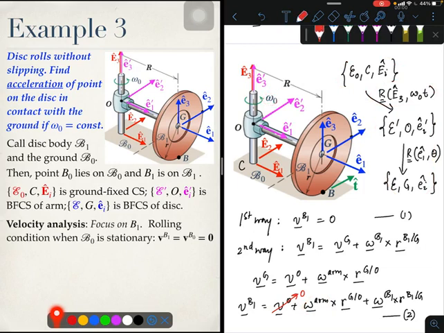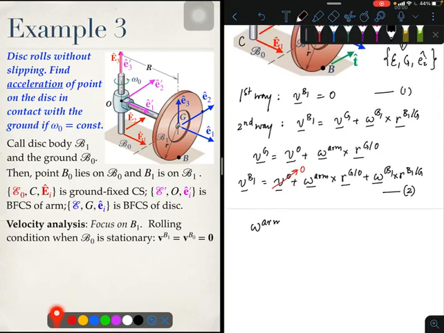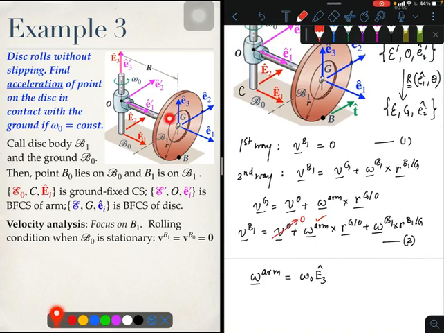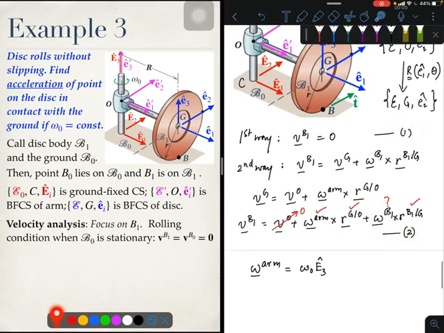So let's write that down. Omega arm is omega 0 E3. Either way, the point is I know omega arm completely. R G O is a known vector. R B1 G is also a known vector. Omega B1, which is the angular velocity of the disk, is not known. So this is the only unknown in the problem. That's 3 unknowns and 3 equations when we equate 1 and 2, and that should solve the problem.